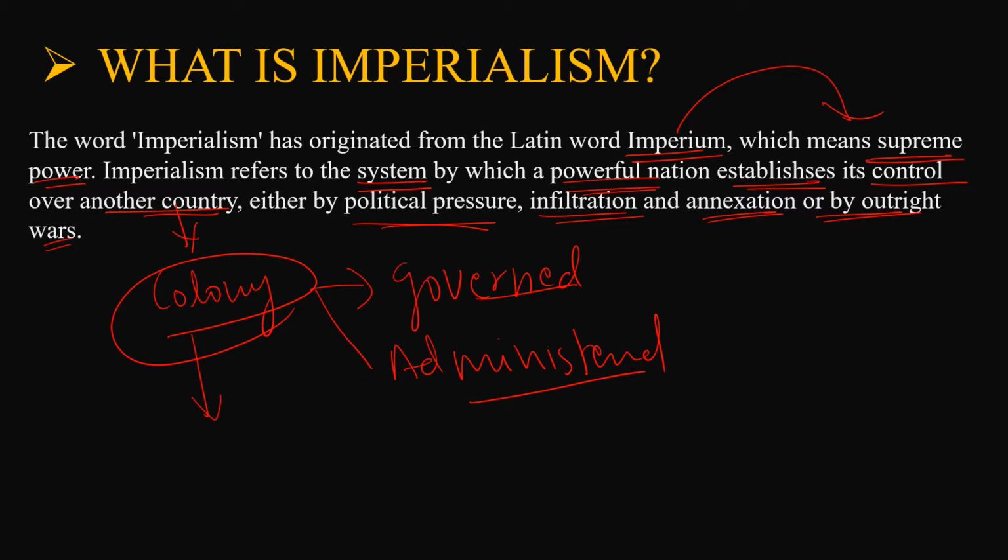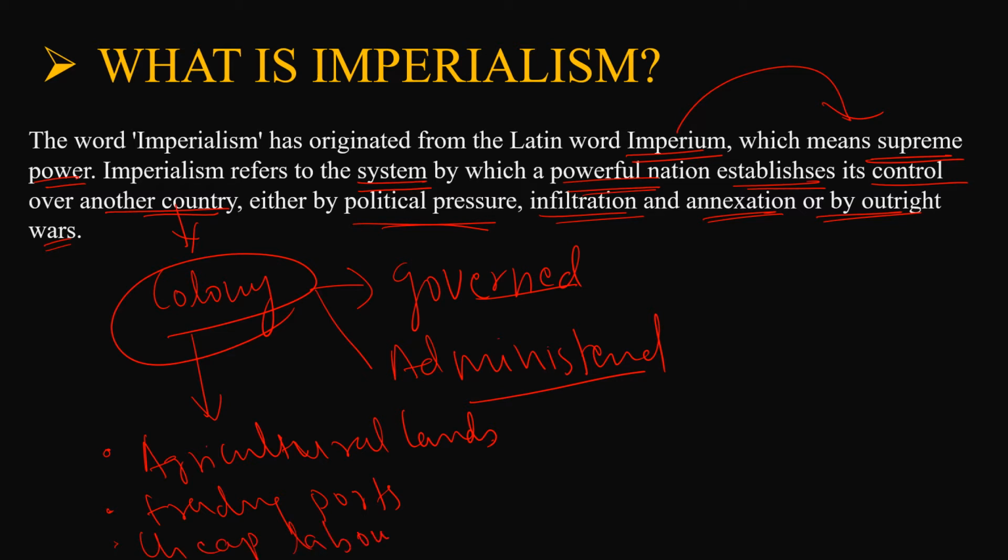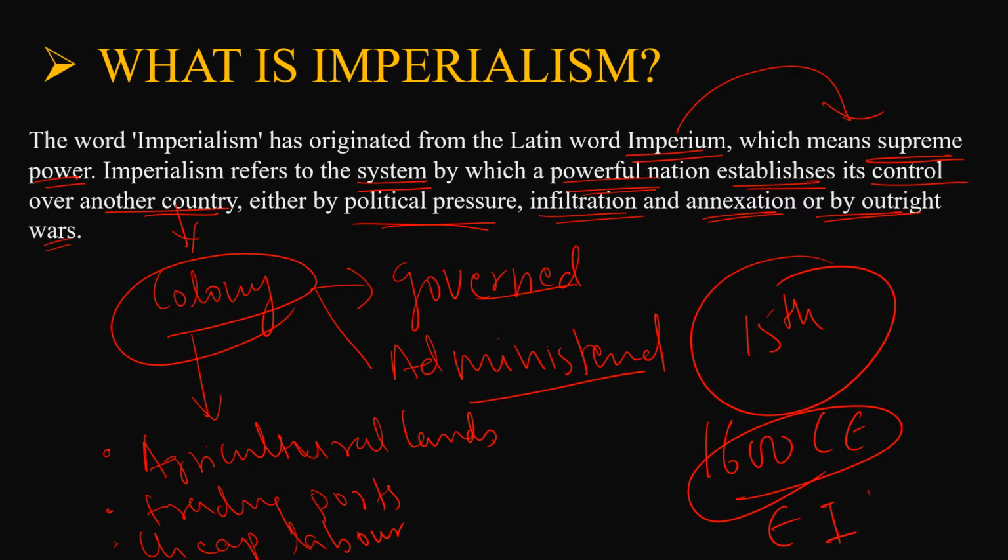If we see, the colonies provided agricultural lands, okay. Then they provided trading ports. Moreover, they provided cheap labor also, which they can use to work in their industries, in their factories. By the end of the 15th century, this system of imperialism began. And if we talk particularly about the British Empire, it was 1600 CE when the East India Company, EIC, got its license to trade with India, right?